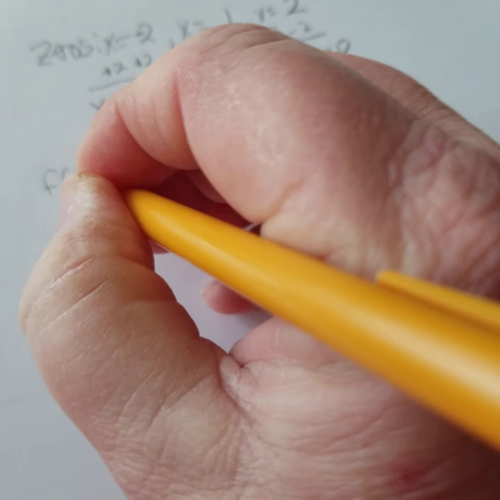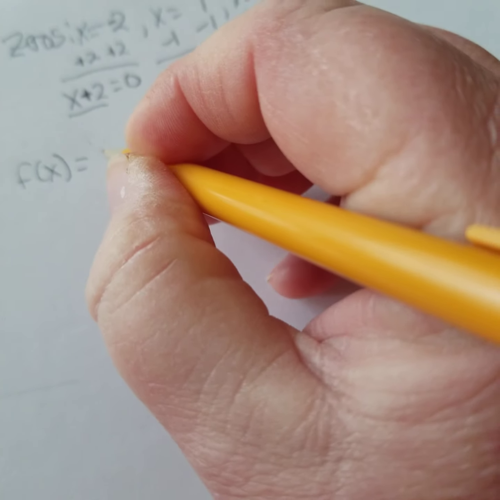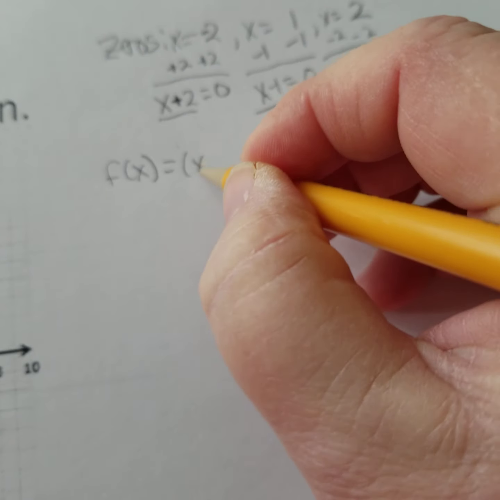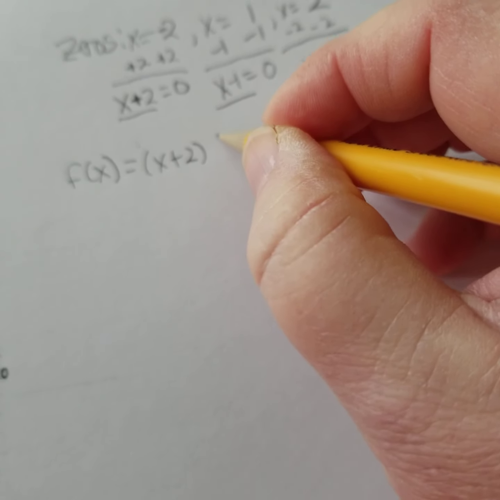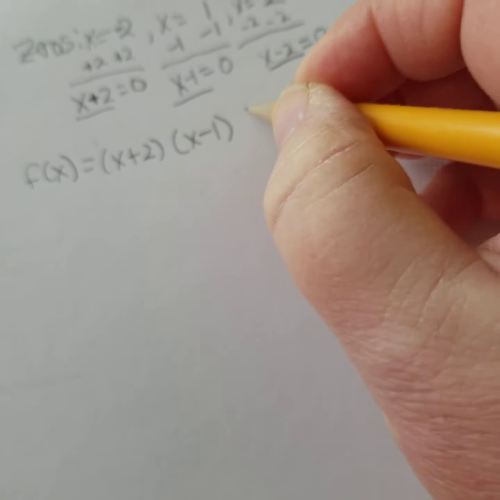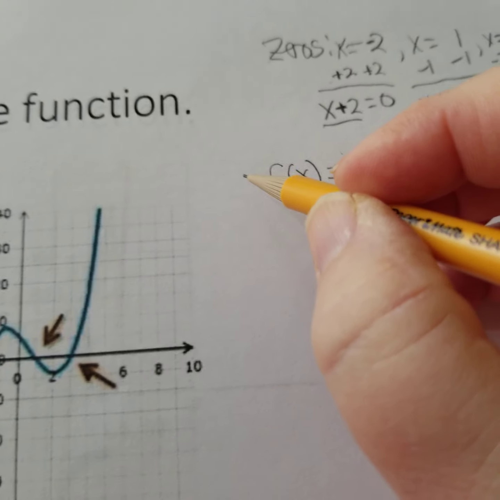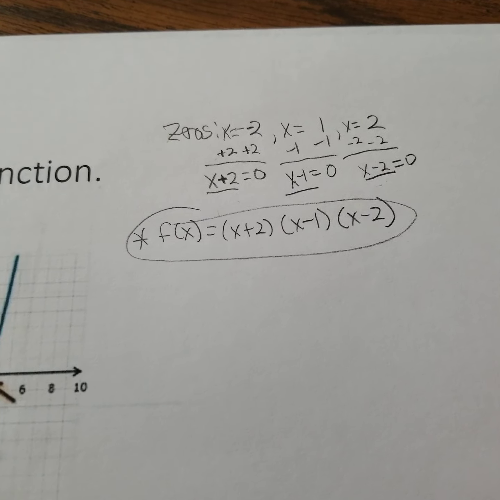So we're going to write f of x equals x plus 2 times x minus 1 times x minus 2. And there's our function. And that's our answer. Okay?